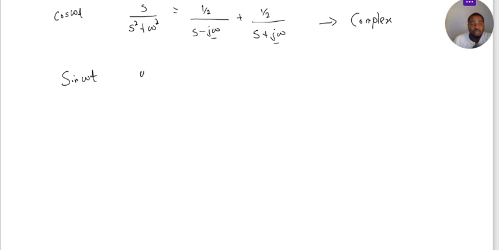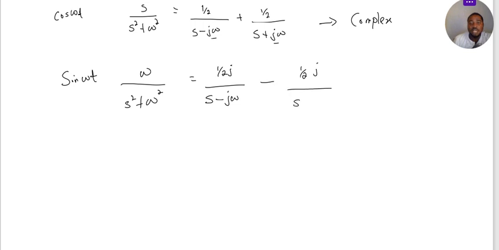Now this is just going to be omega upon s squared plus omega squared, which is just 1 all over 2 the imaginary part of 1 upon s minus j omega, then minus 1 all over 2 the imaginary part of 1 upon s plus j omega. So what's the difference? The numerator for sine is omega, for cos is s. The difference is here you don't have any imaginary part, but here you're dealing with the imaginary part.